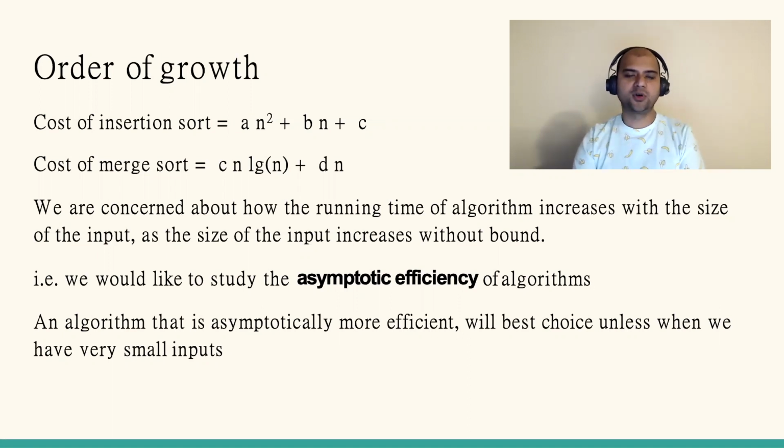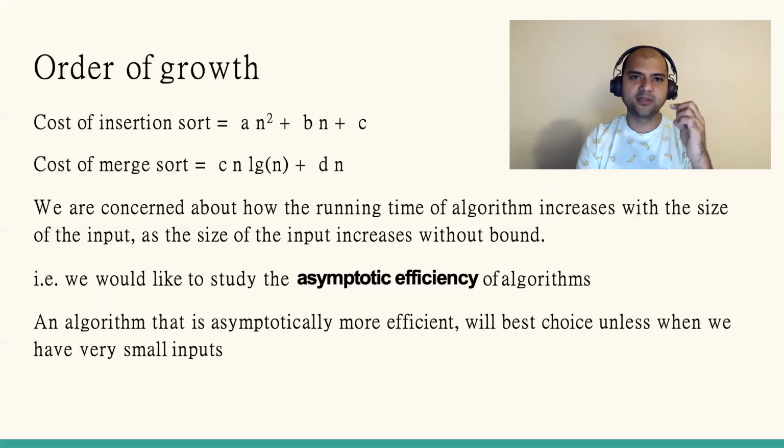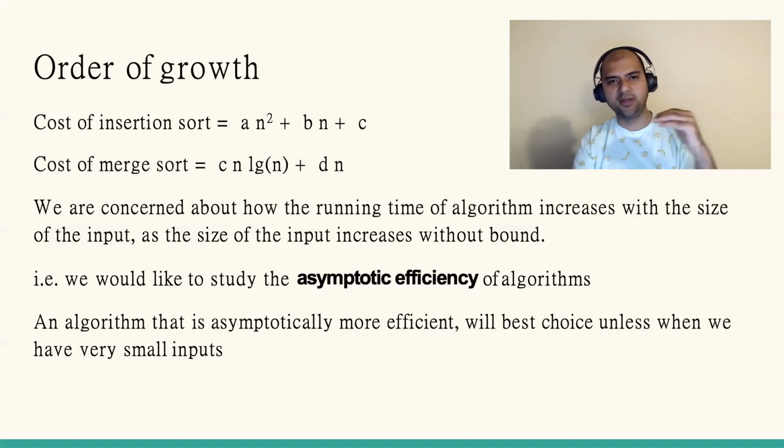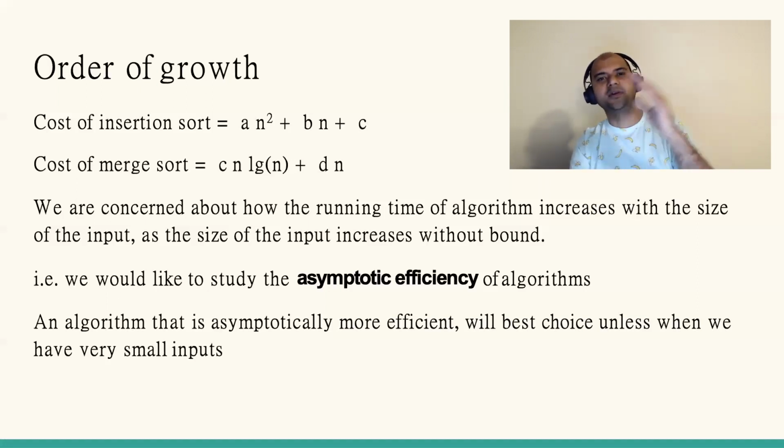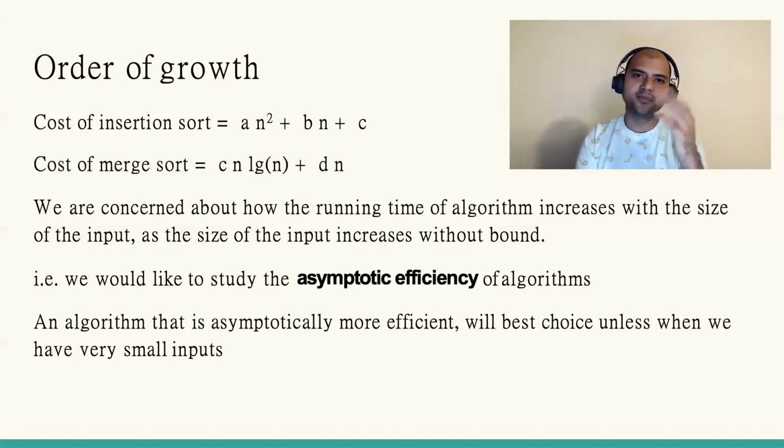So far, we saw how to calculate the running time of the insertion sort algorithm, and then we also saw how to calculate the running time of the merge sort algorithm, right? What we are concerned about is what happens as the size of the input increases: how does the running time of the algorithm change? If my n increases to something very large, or as n starts to decrease, how does the behavior of the algorithm in terms of speed change?